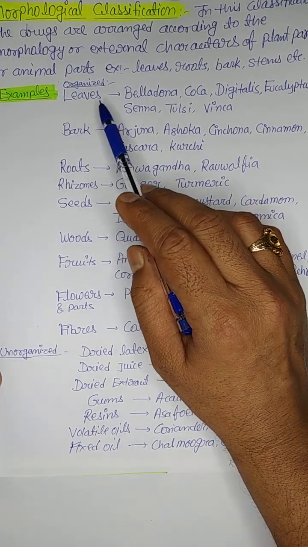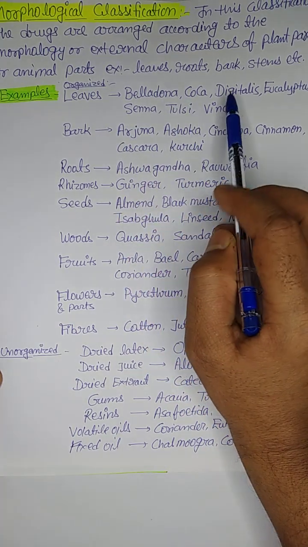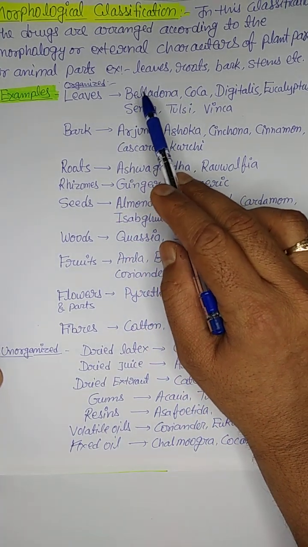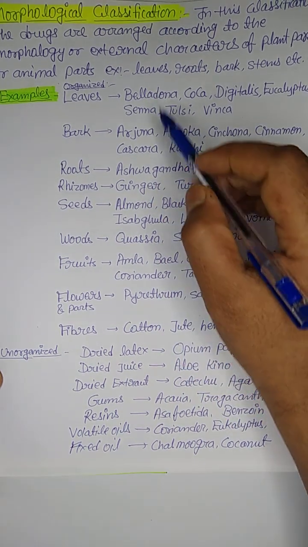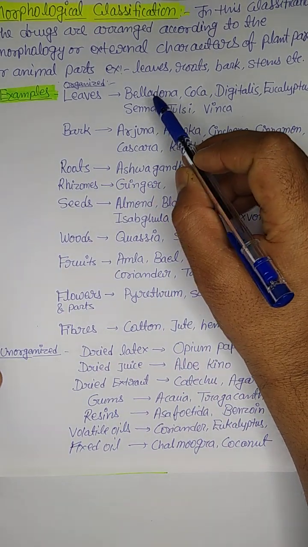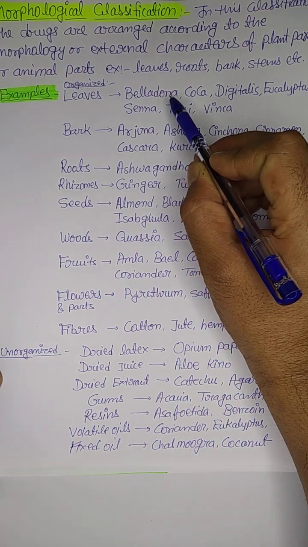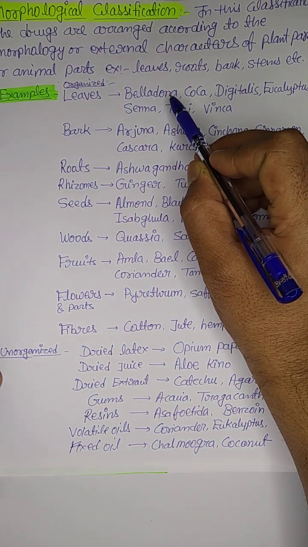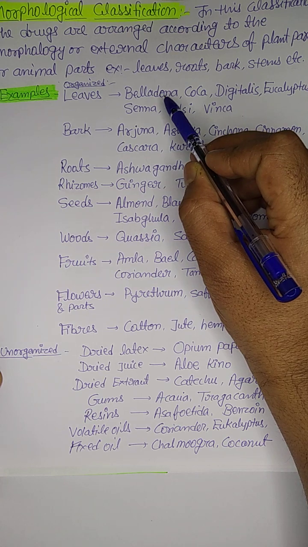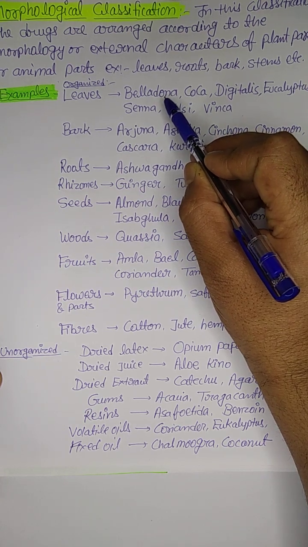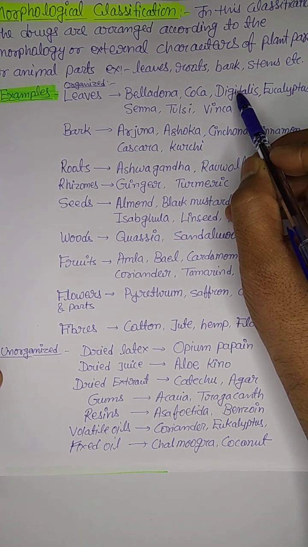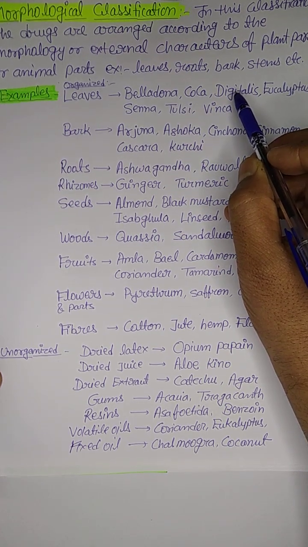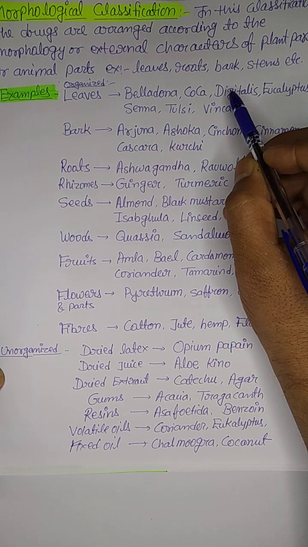First, leaves. These leaves are arranged in alphabetical order. Under A there is no leaf we are studying. Under B there is belladonna, which is very popular, Atropa belladonna, from which we get atropine. So I am keeping this drug first: belladonna. C for coca leaf, very popular. Digitalis is very popular, and digitoxin and digoxin are the chemical constituents we get.